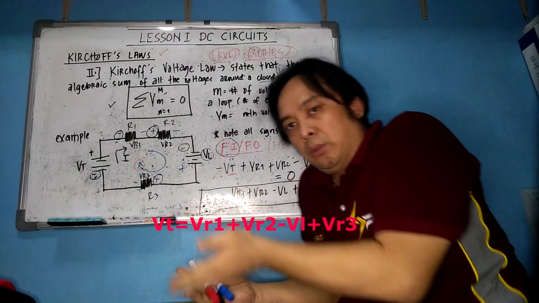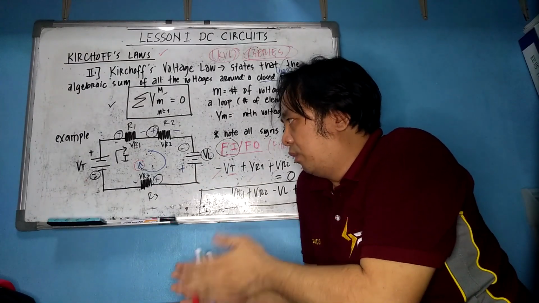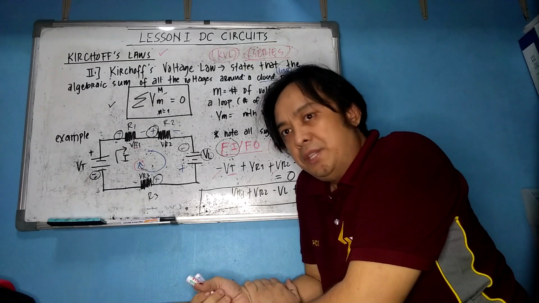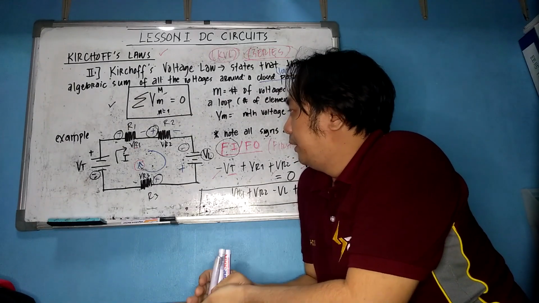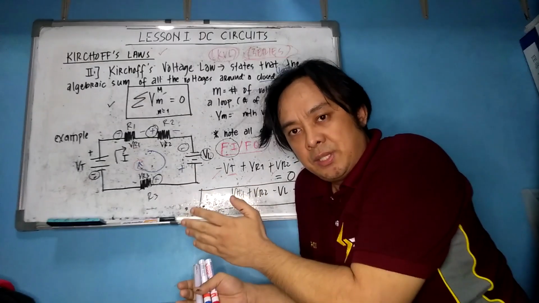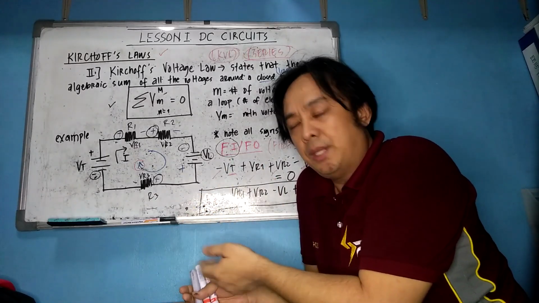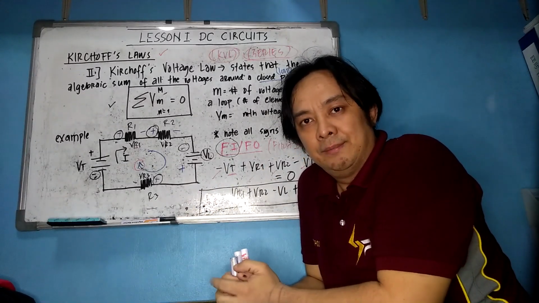Okay, now since we already have the basic concepts and overview of the KVL and KCL, our next topic will be resistances or combination of resistances in series and parallel. Thank you.